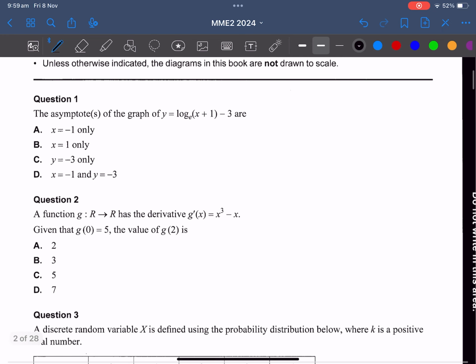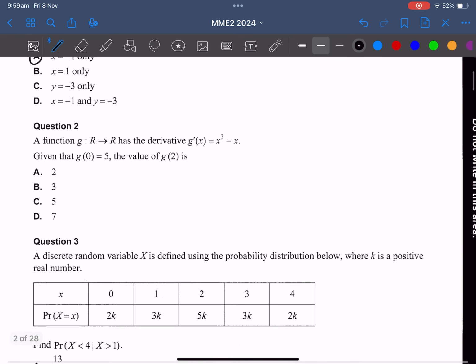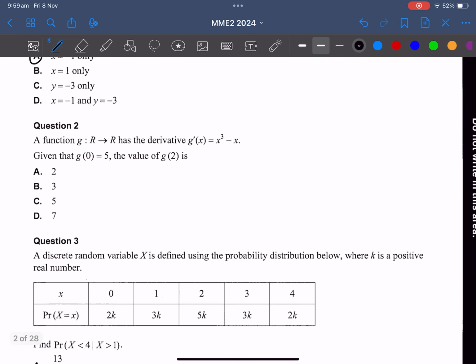Alright, so question number 1, the asymptotes of the graph y equals to this are. Okay, so log function has a vertical asymptote, no horizontal one, so just A would be good. Okay, a function has a derivative, okay, this, and given that g(0) is 5, find the value of g(2).